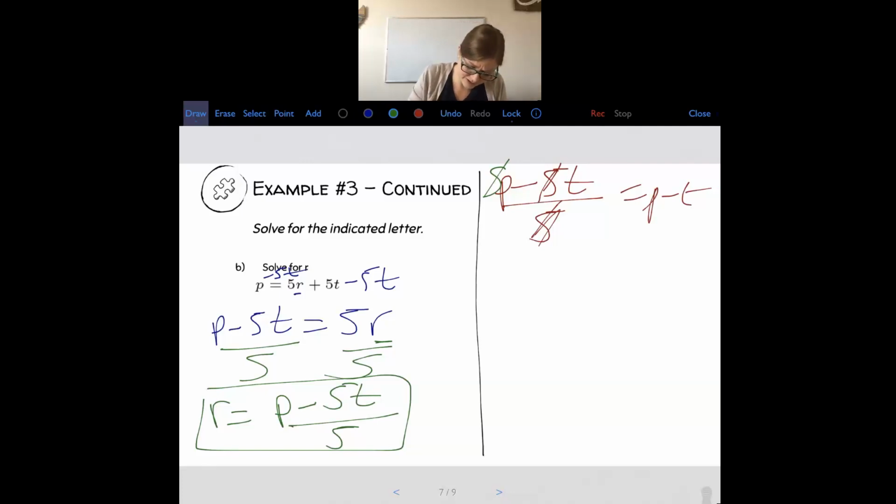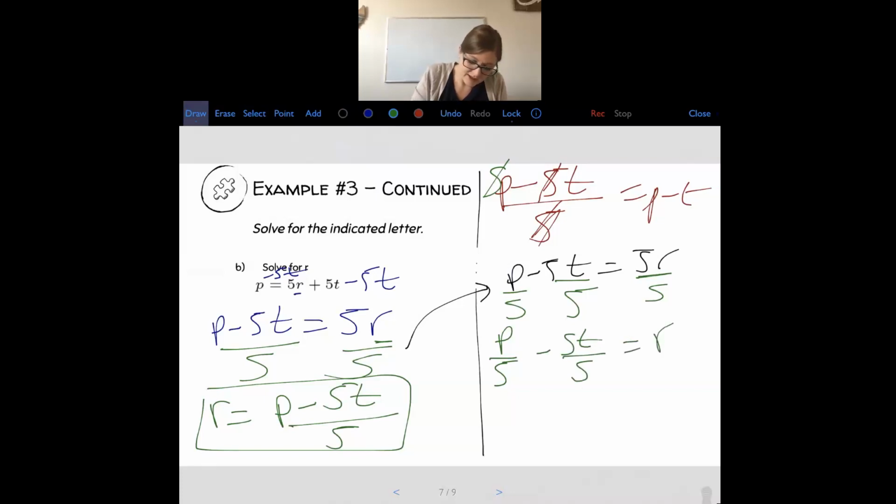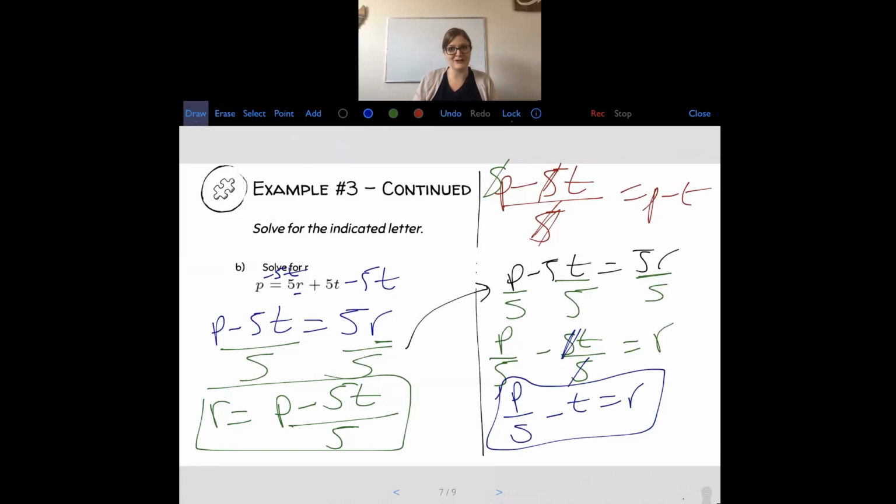If you were looking to make this smaller, which you're not required to do, we could go back to this step here. So we had P minus 5T is equal to 5R. What you could do instead, the equivalent of dividing entire sides by the same number, is dividing each term by the same number. Okay, so this would be P over 5 minus 5T over 5 equals R. And notice how now we've got one fraction with a 5 on top and 5 on bottom, so you could cancel the 5s here, and this would be P over 5 minus T is equal to R. Okay, so either one of these boxed answers would work. Just be very careful when you're looking to cancel anything out.